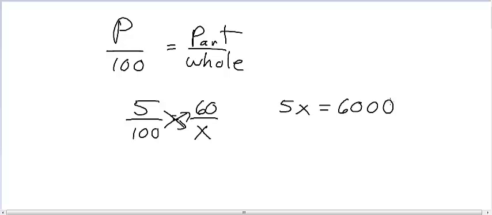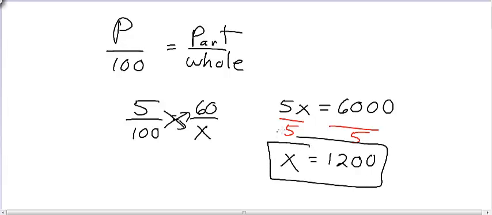So to solve for x, I'll divide each side by 5. My 5's cancel and reduce to a 1. And I can divide 5 into 6,000, and I'm left with 1,200. So 1,200 is the whole that I'm looking for in this equation.